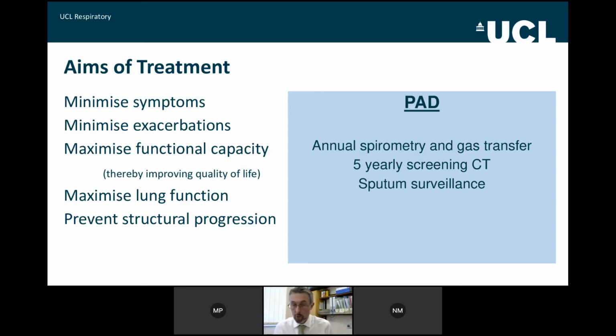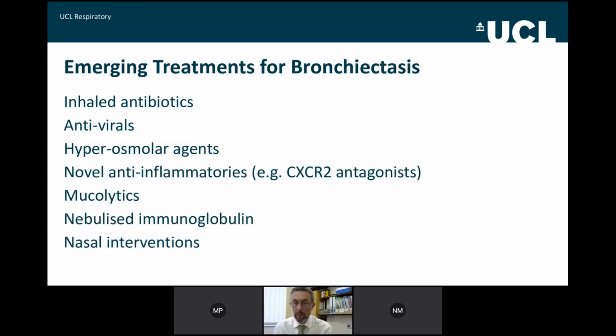So if a CT was normal, we don't normally routinely repeat that for 5 years unless there's a clinical reason to do otherwise. And in people who are producing sputum, then we would regularly send sputum for surveillance to make sure that we're not missing unusual microorganisms or microorganisms which would need something different, perhaps in management, for example, Pseudomonas, or again, non-tuberculous mycobacteria. Just a brief word on emerging treatments for bronchiectasis.